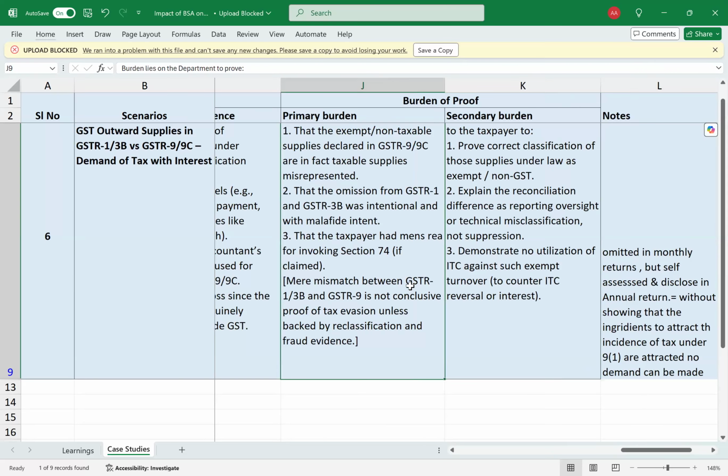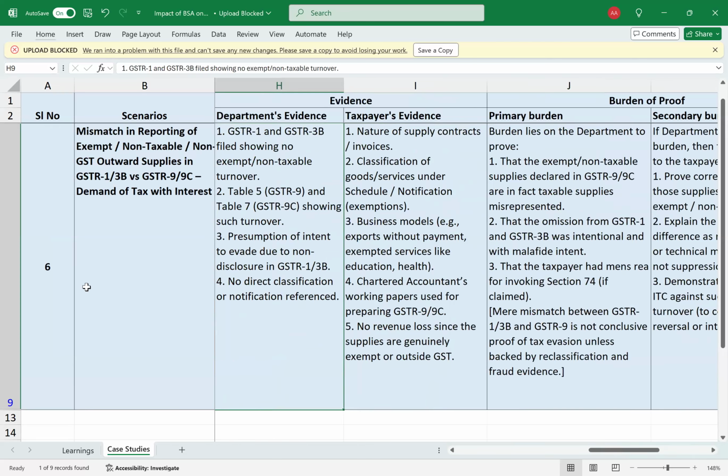So for this thought process, where there is no HSN code, nothing, the burden remains on the department. Now, if it is an exemption which we have claimed, let's say, then the burden comes to us. Yes, then the burden comes to us, that we are supposed to prove the exemption. So that's the thing I covered in this taxpayer evidence.